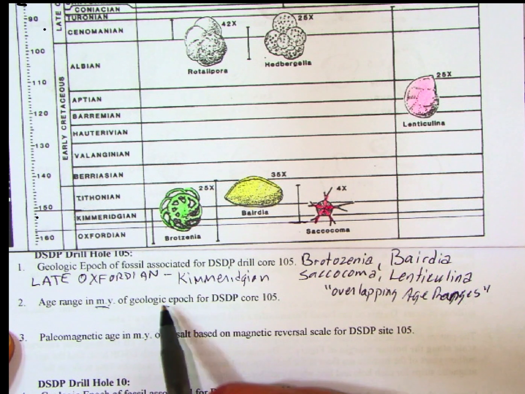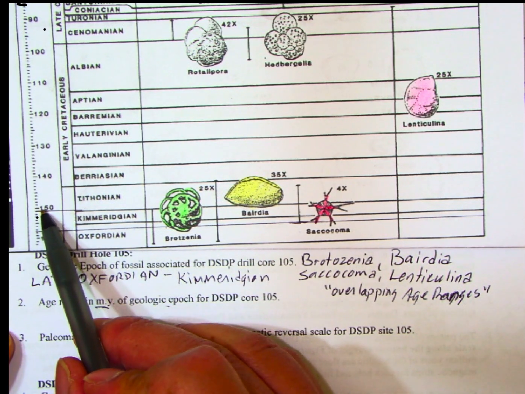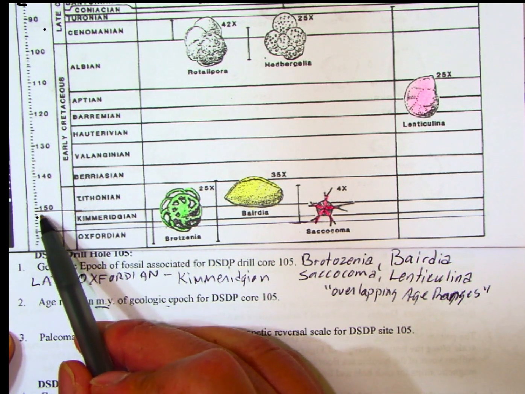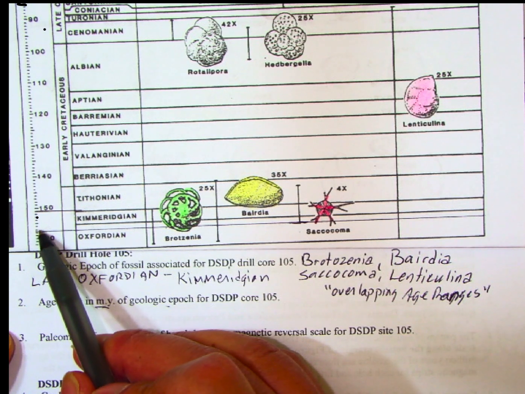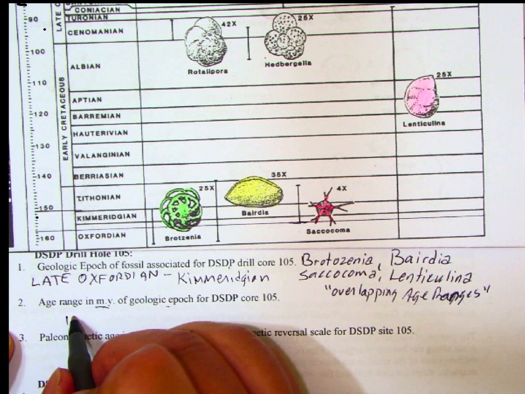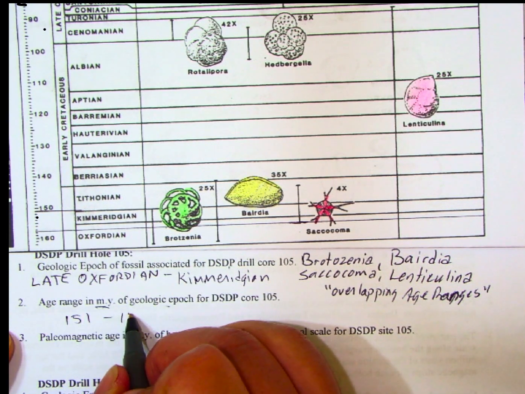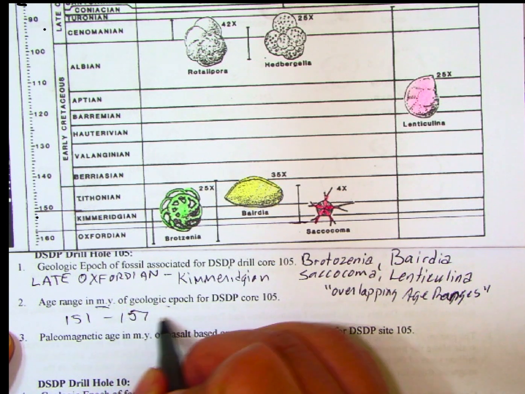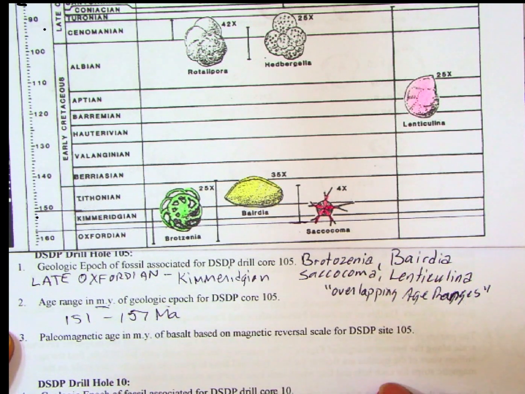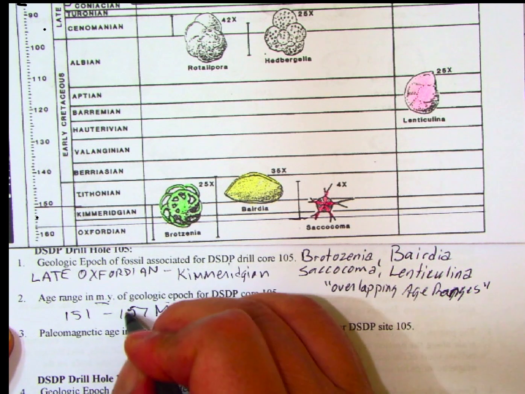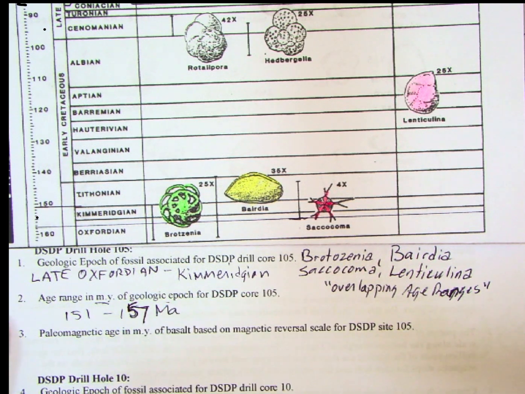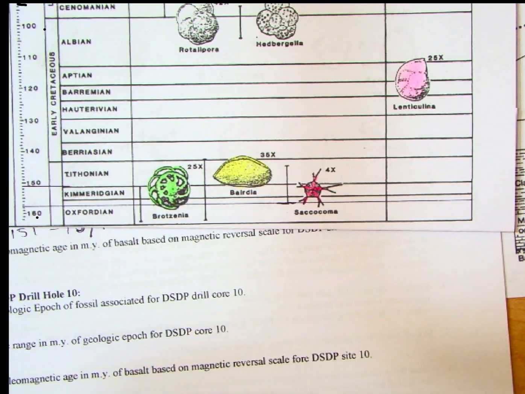Based on those epochs, you see it goes from 151 to about 157 or so. So about 151 to 157 million years. So that's what you want to put down for the age ranges, 151 to 157. And now this is where it gets interesting. Now they want you to do the Paleomagnetic age. And this is what I'm going to show you next.